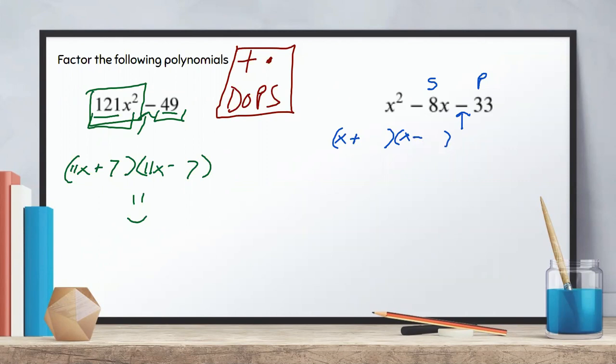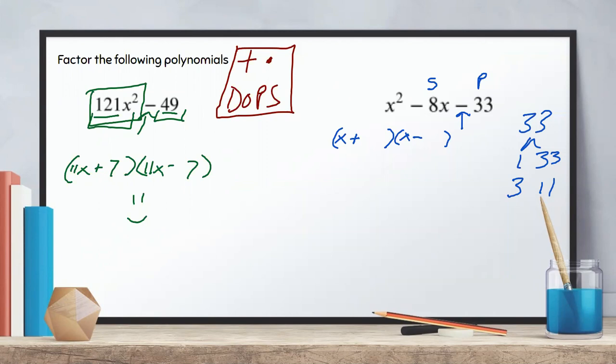So to find all numbers that multiply to 33, let's do that now. We got 1 and 33. 2 doesn't work. Let's try 3. 3 and 11. 4 doesn't work. 5 doesn't work. 6 doesn't work. 7 doesn't work. 8 doesn't work. 9 doesn't work. 10 doesn't work. And we're back to 11.